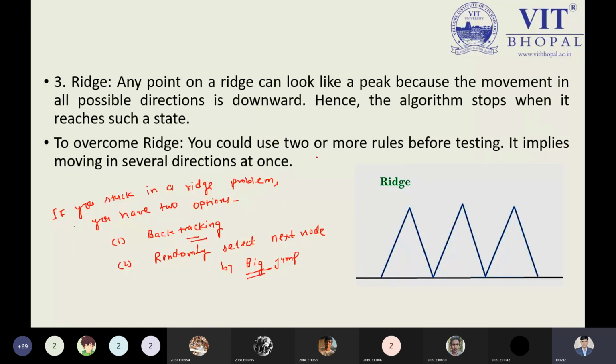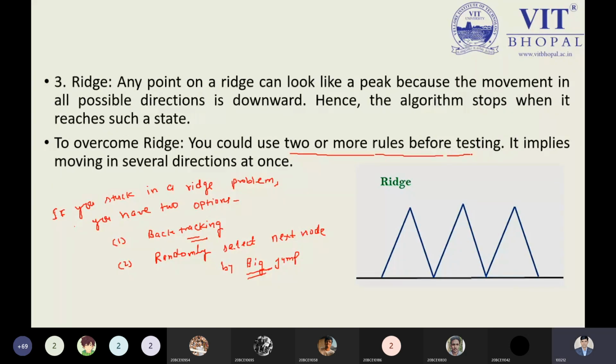This is the reason you could use two or more rules before testing. Here we have already seen the two solutions by which we can overcome the problem, so we can choose any one of the options. This is the reason we were not able to identify the global maximum at one moment, because we are stuck in a ridge. After we complete the ridge, oh, the next state we get could be the peak, but at that time we get stuck in a situation. So you can use either option, backtracking or the randomly selected option.